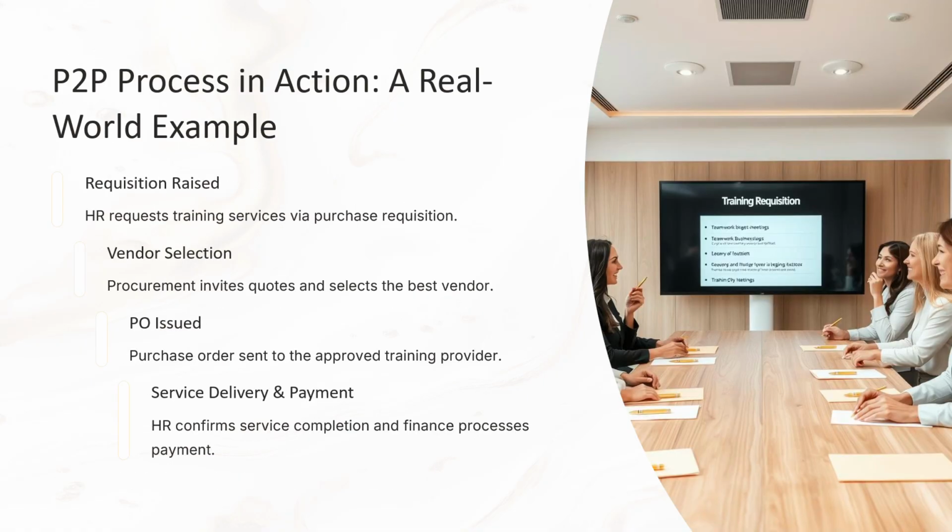Now, the P2P process in action, a real-world example. Requisition received. HR raises a requisition for a training session via a purchase requisition. For example, HR wants to conduct a training. They come to the purchase department with that requisition. Now the procurement invites quotes from the best selected vendors. After that, the PO is issued. The purchase order is sent to the approved training provider. A number of training agencies are there, and the best training services, what they are providing in the training, all those contents are reviewed in detail. After that, we go with the final one.